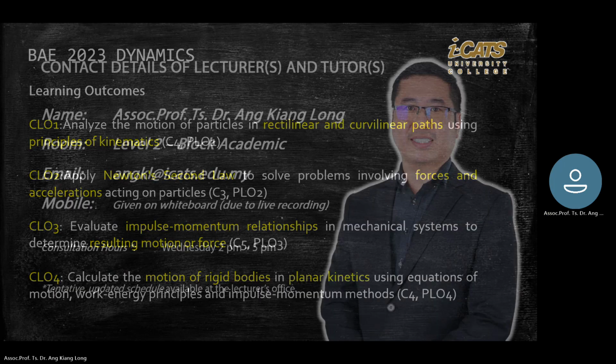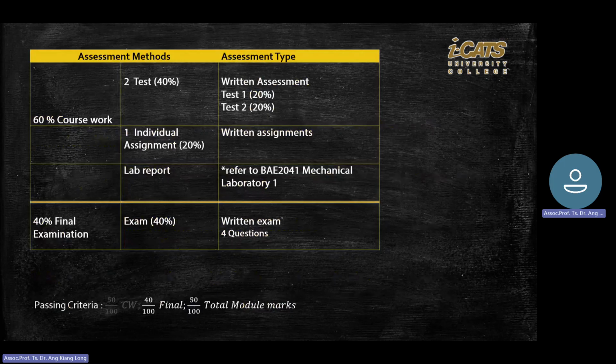Assessment will be 60 and 40, meaning coursework will be 60%, final will be 40%. Passing mark will be more than 40 marks out of the total. But I assume you will score more than 50%.